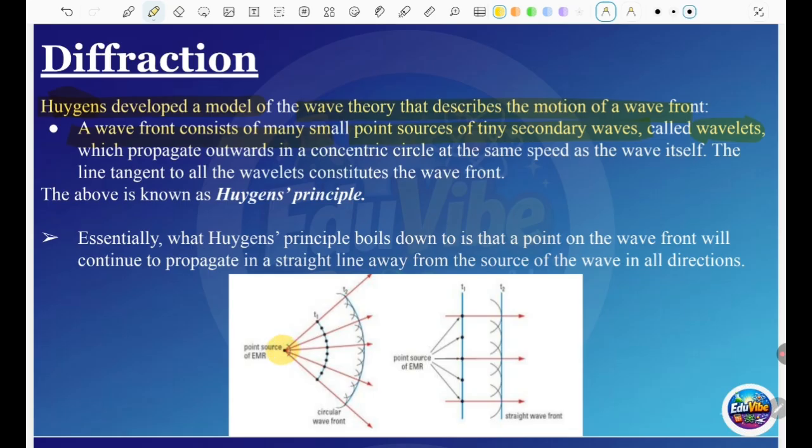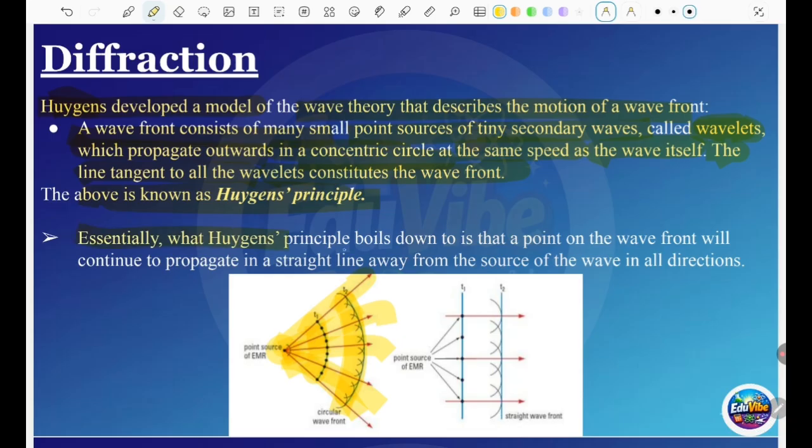There are very tiny secondary waves, which are the wavelets, which propagate outwards in concentric circles at the same speed as the wave itself. The line tangent to the wavelets makes up the wavefront. So you can see they make concentric circles, and they make the tangent of the wavelets, which is the wavefront. And this is also known as the Huygens principle.